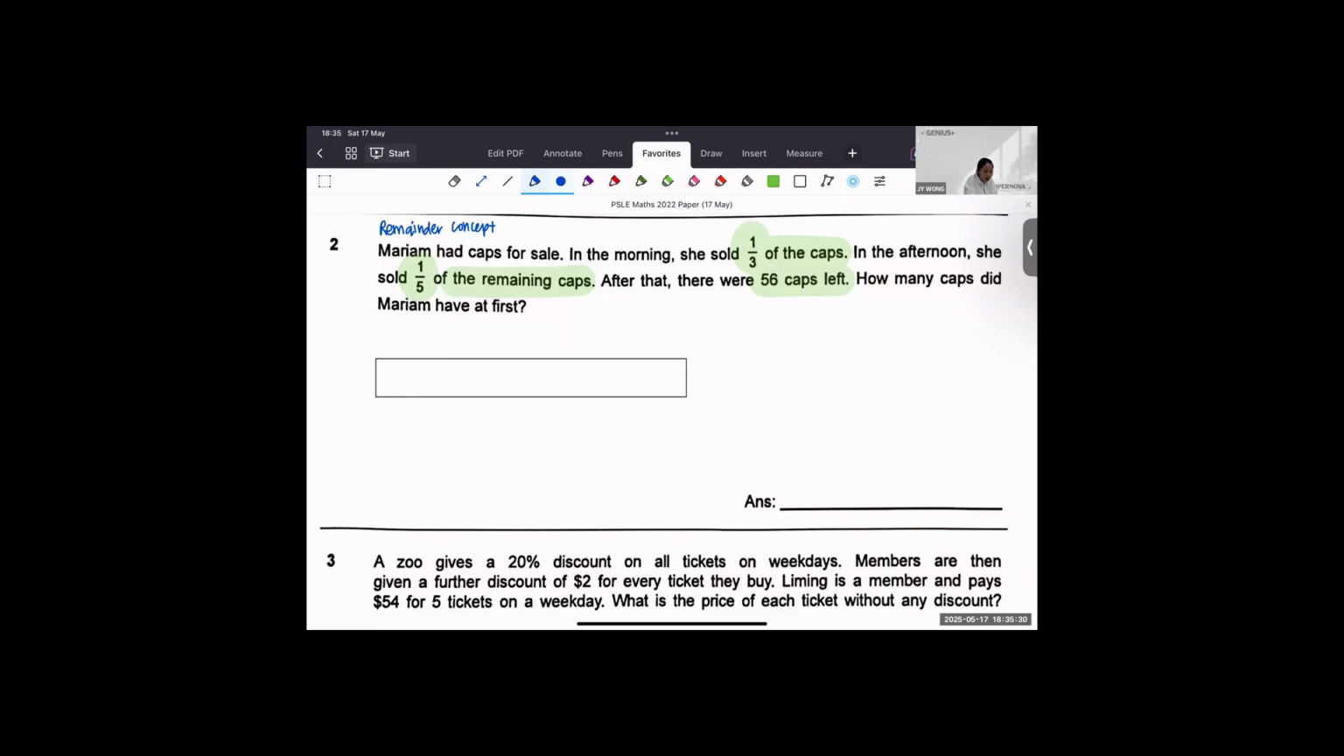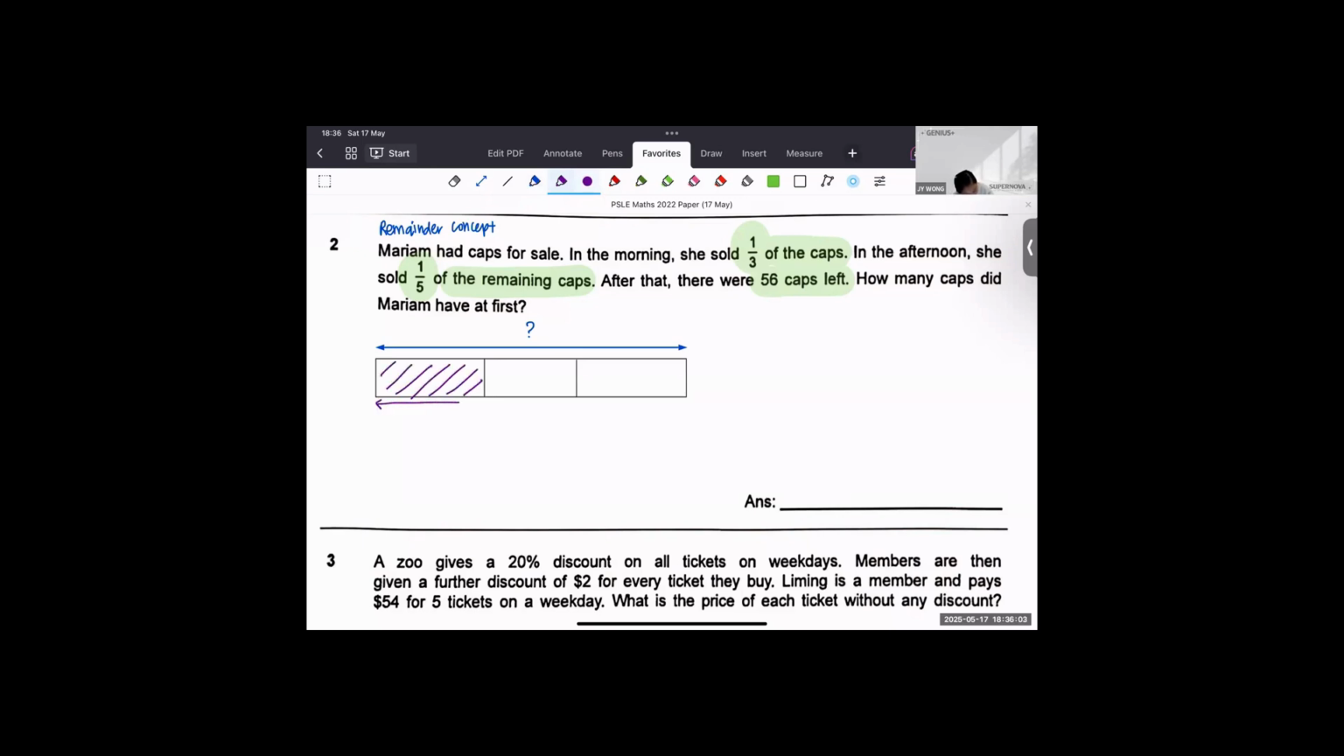Now let me continue from here. Like I said, it's the remainder concept. So we're going to draw a model, or some of you will do branching. I will cover both. So 1/3 of the cats. This is the total number of cats, which is what we are looking for, the number of cats at first, which is the question mark written on the model. Now, 1/3 of the cats were sold in the morning. So this one is done.